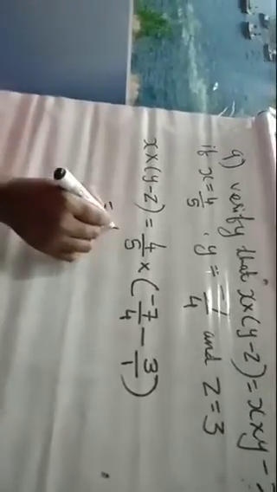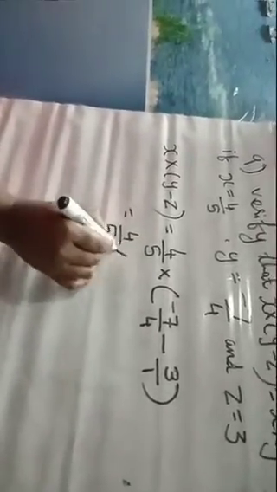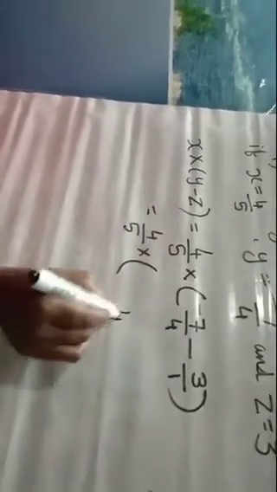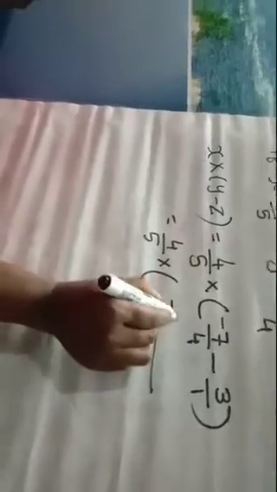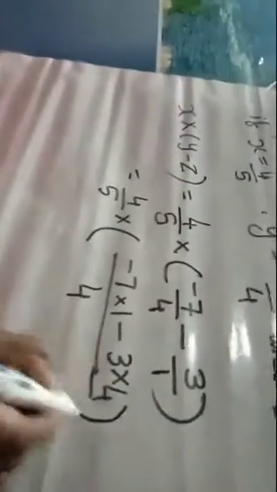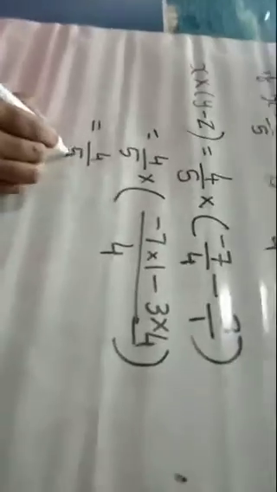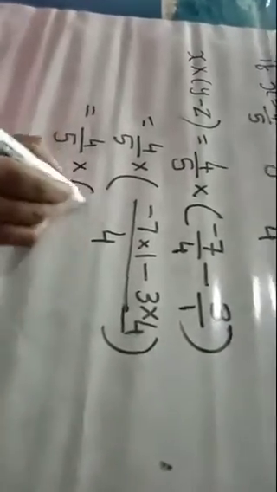That is 4/5 into, do the bracket first. LCM: 4 into 1, 4. Negative 7 cross multiply into 1 minus 3 into 4, which is equal to 4/5 into, what is negative 7 into 1?